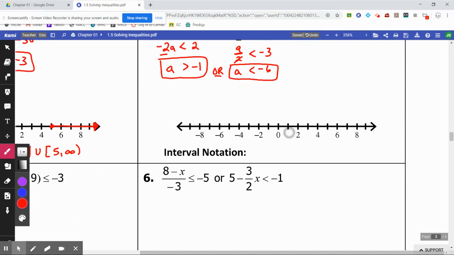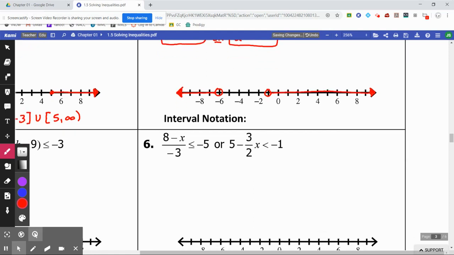A is either greater than negative 1. So here is negative 1. So a is either these values, or it could be any value smaller than negative 6. So it could be any of these values. So a is either the values from negative infinity up to negative 6, or it could be any value from negative 1 to infinity.